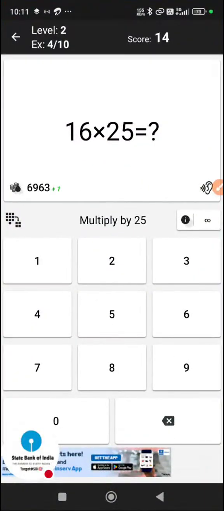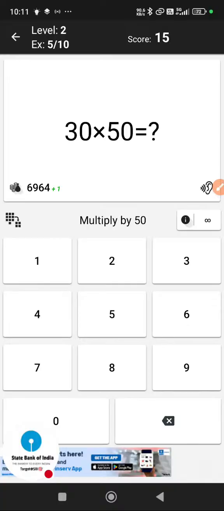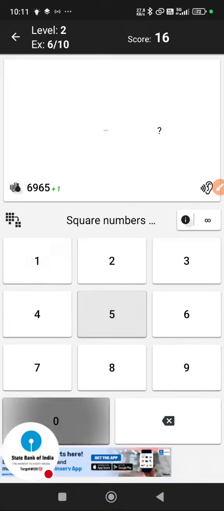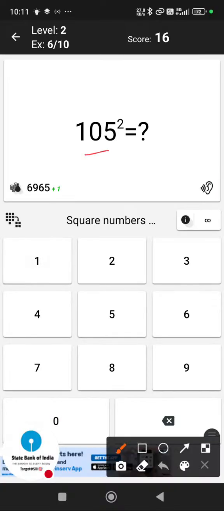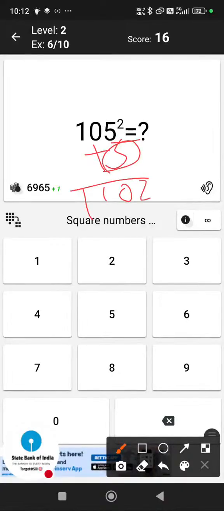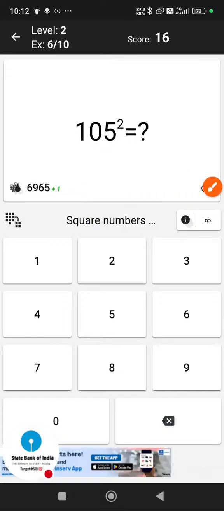400. Okay, next one. 13 to 500. 13 to 50, which will be 1500. 105 square, it is 5 more than 100, so it will be 110 and 5 square 25. So answer will be 11025.